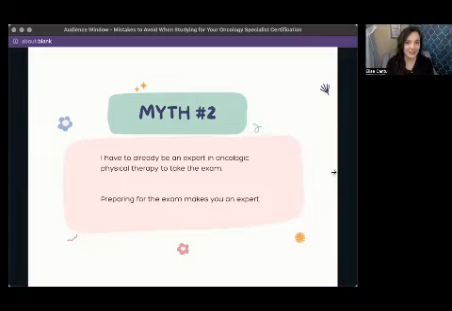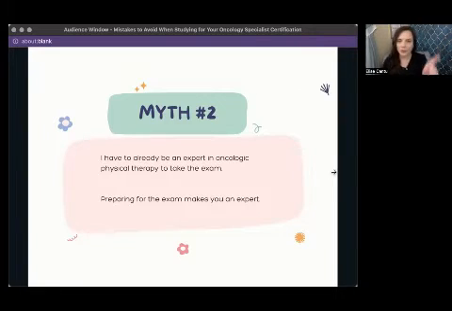Preparing for this exam, studying for the exam, applying your knowledge, preparing for the exam is what makes you the expert. Not signing up for the exam, not even taking the exam, not even passing the exam at the end of the day, although that is a goal, right? That is a goal for us. Preparing for this exam is what makes you the expert.